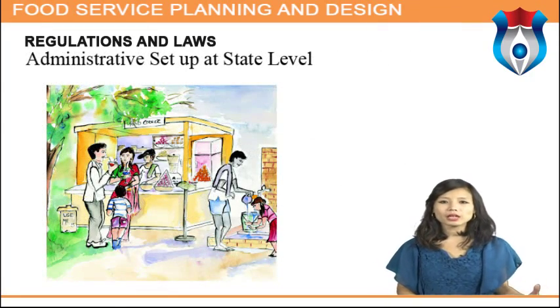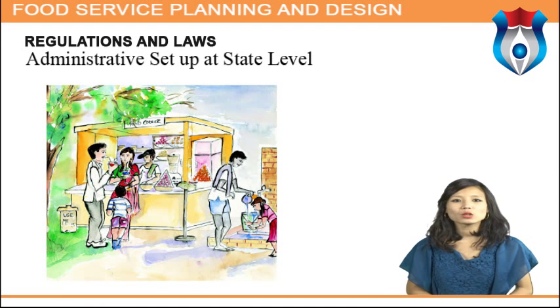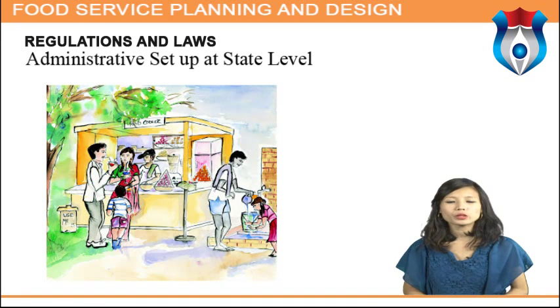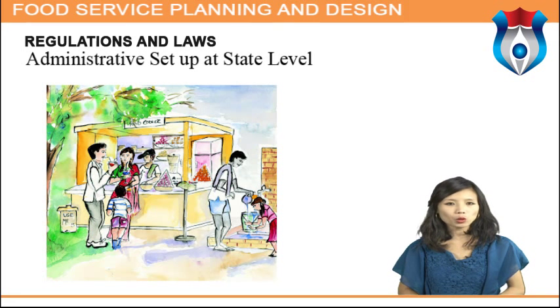Administrative setup at state level. Enforcement of the Act would be through the State Commissioner of Food Safety, CFS, and his officers, namely Designated Officer, Food Safety Officer, and Panchayati Raj or Municipal Bodies.